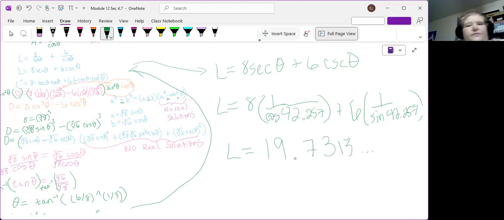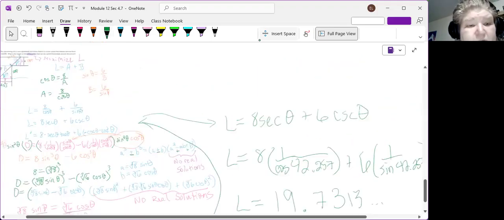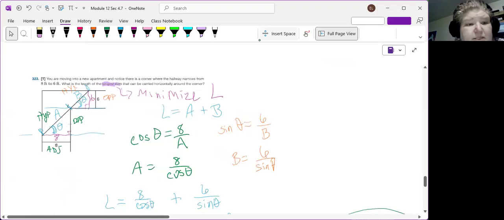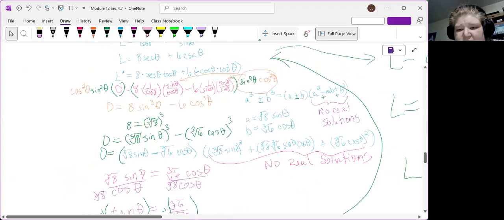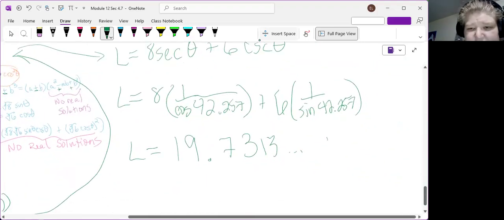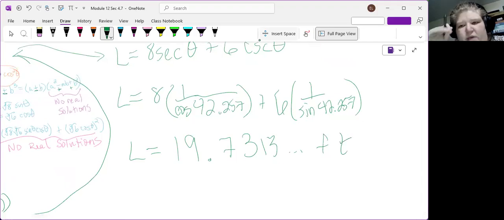19.7313, blah, blah, blah. So now I rewind a little more to where they're units. Feet. The 6 and the 8 are feet. So that means our ridiculous 19.7 is feet. So the longest object we could take and pivot around the corner is a little under 20 feet long.